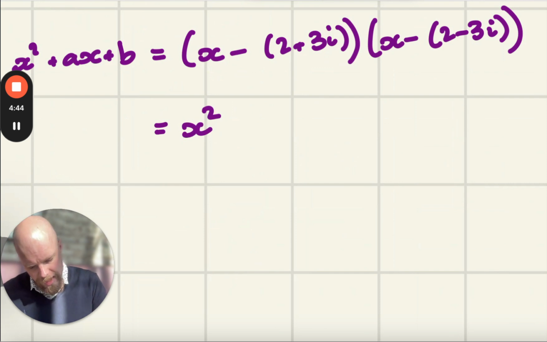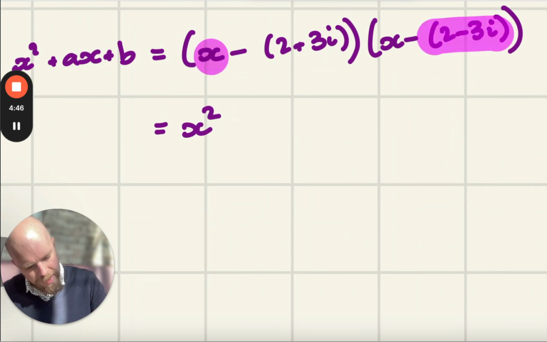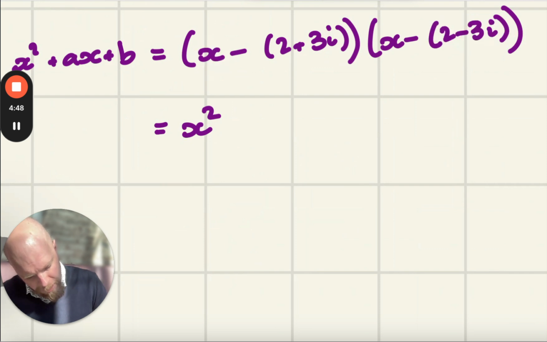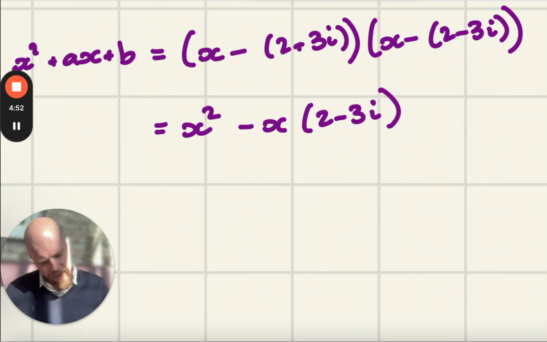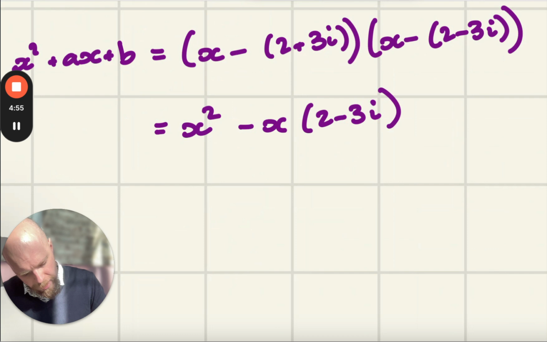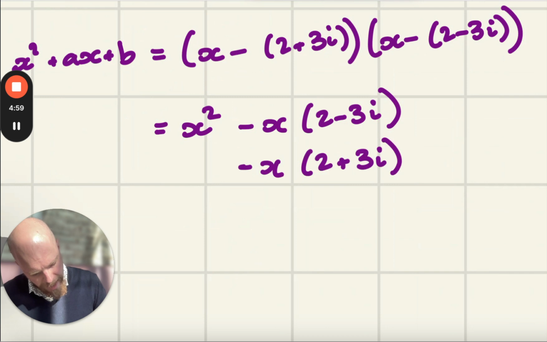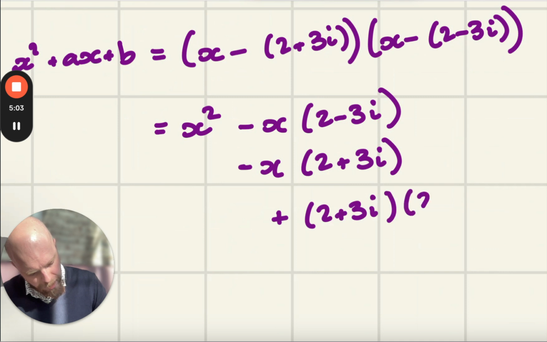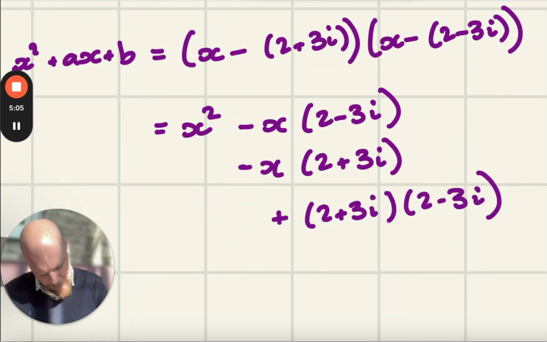So we're going to do the x times this to start with. So I'm going to have minus x times 2 minus 3i. And then I'm going to have, we'll do the other one, so we'll have another minus x times 2 plus 3i. And at the end we'll have plus 2 plus 3i, 2 minus 3i. So that gives me x squared.